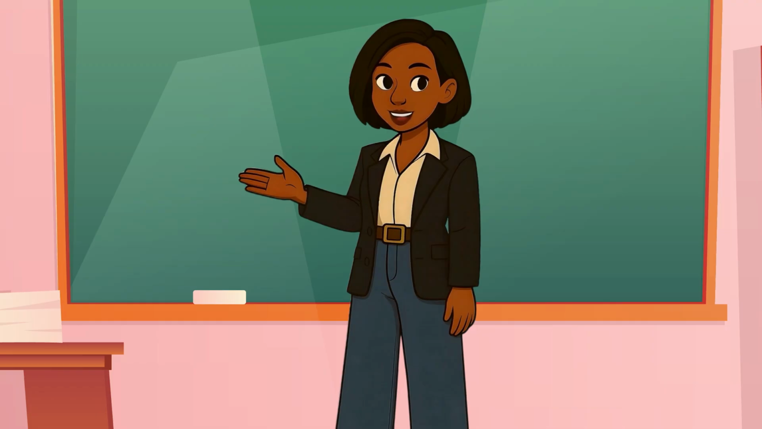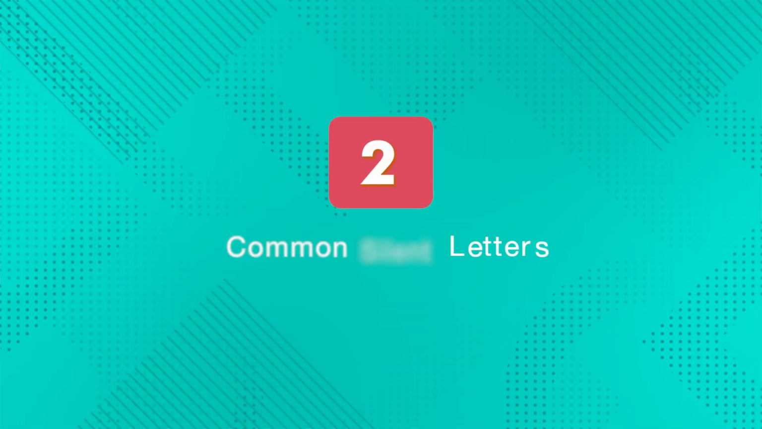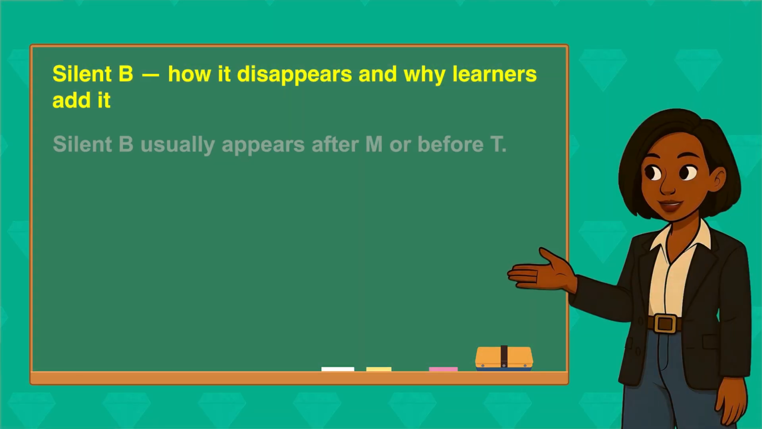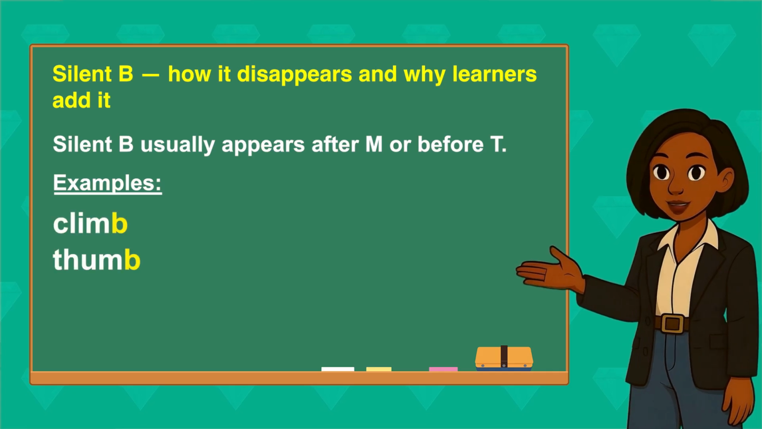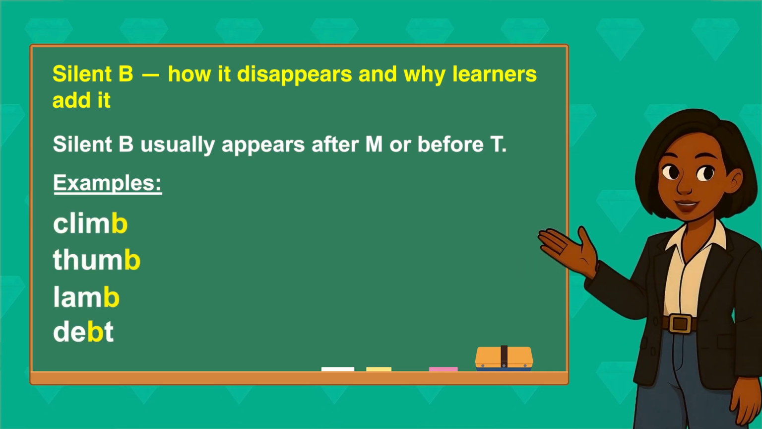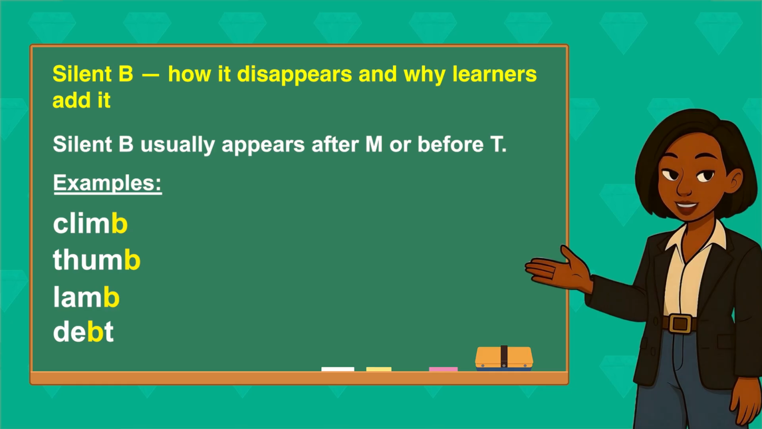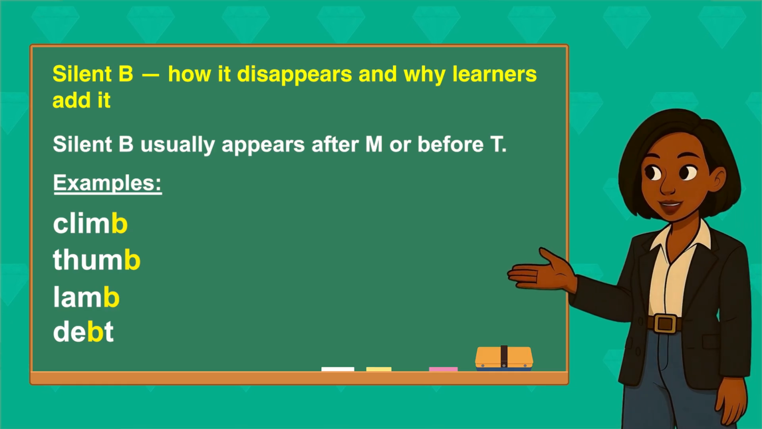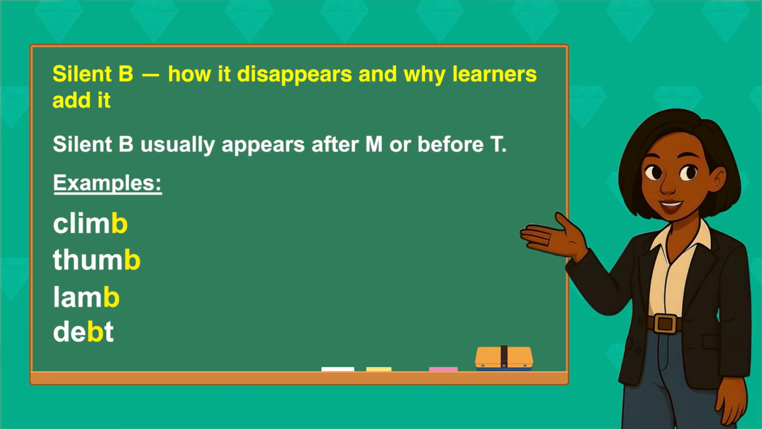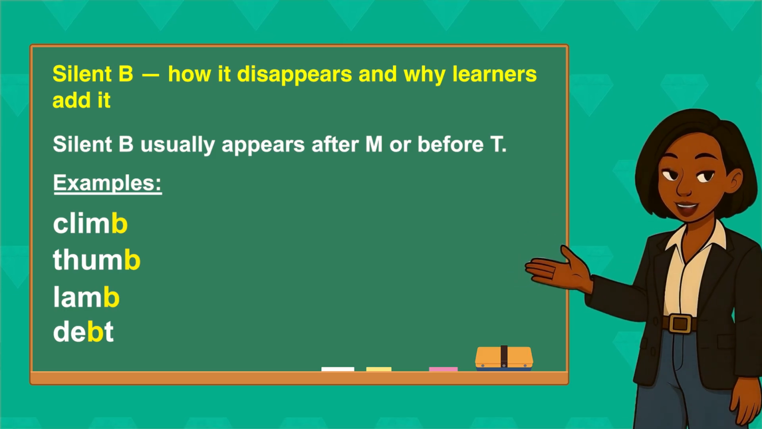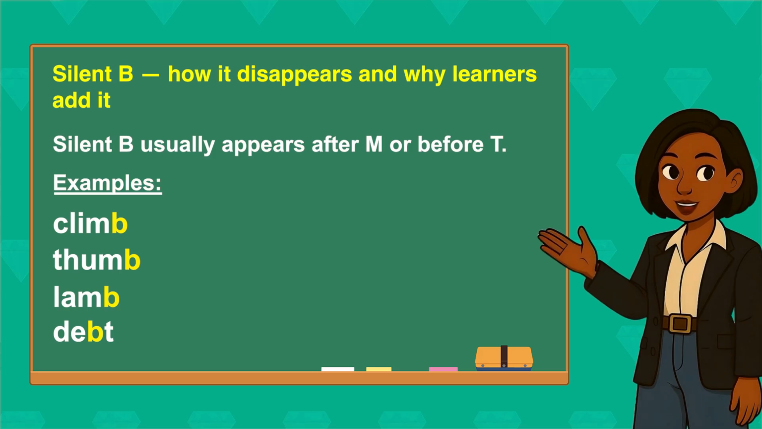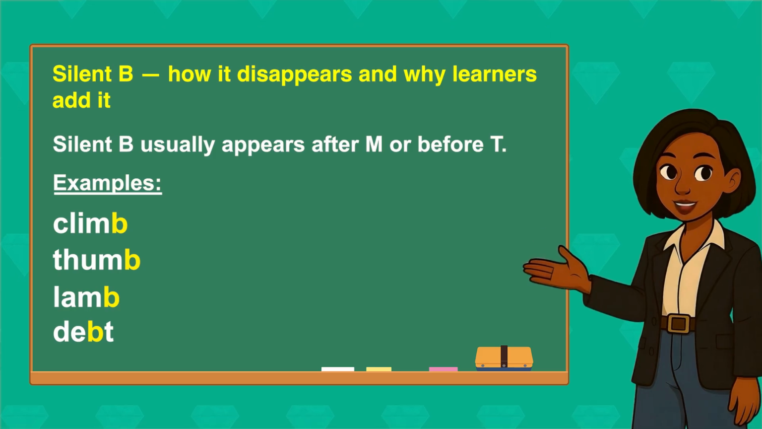Now that you know why silent letters exist, let's look at the ones you'll see and hear most often. Silent B usually appears after M or before T. Common examples include climb, thumb, lamb, and debt. In all of these words, the B makes no sound at all. The word should end lightly, not with an extra sound. Many learners add the B because it's visible in the spelling, but native speakers never pronounce it.